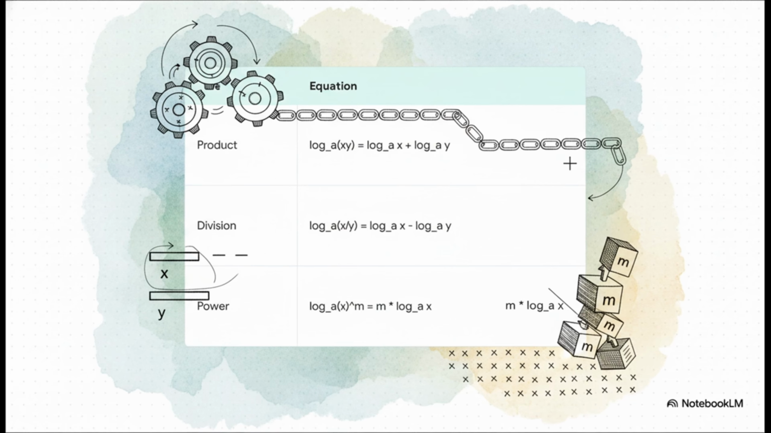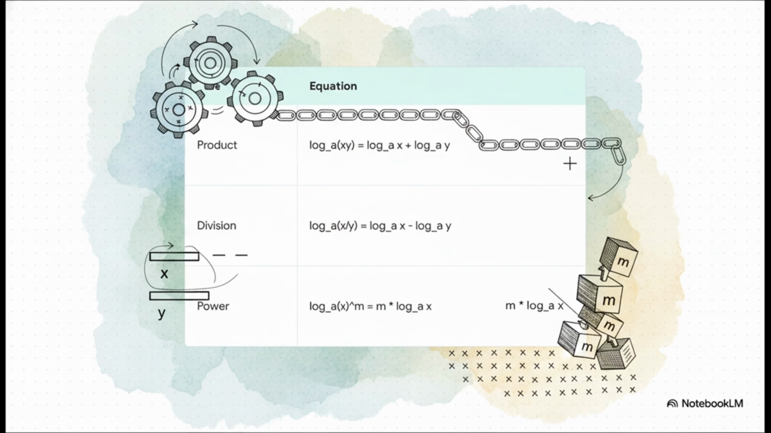But the power rule, that one is truly magical. Log base a of x to the power of m equals m times log base a of x. Let's frame that as a practical problem. Imagine calculating the log of 100 to the 5th power. Instead of dealing with some monstrous number, that huge exponent of 5 just drops right down to the front.